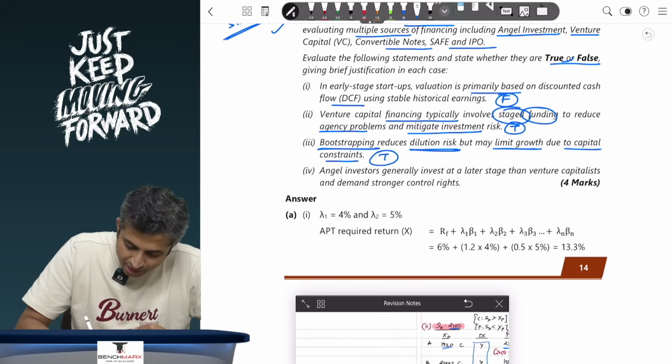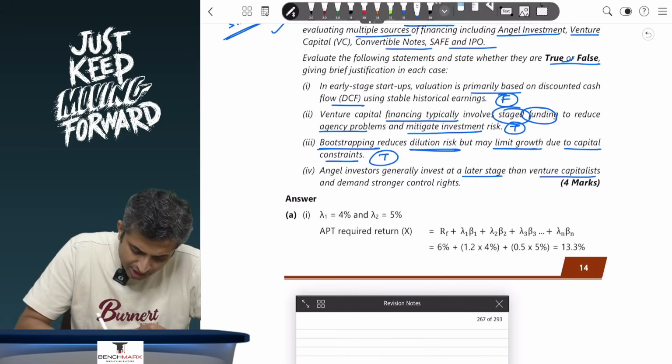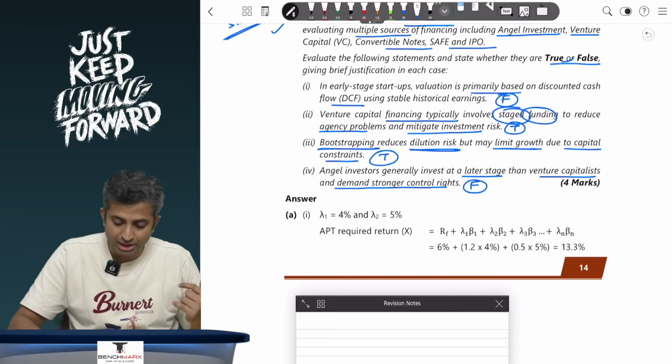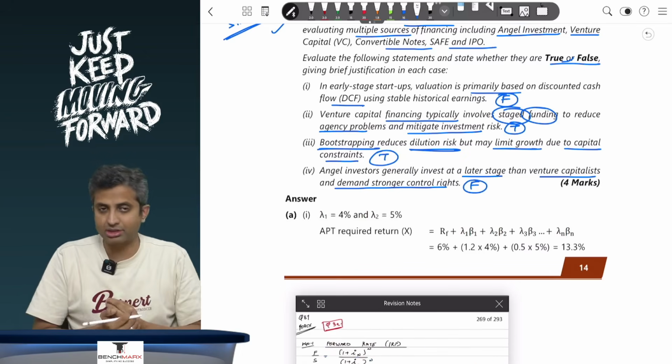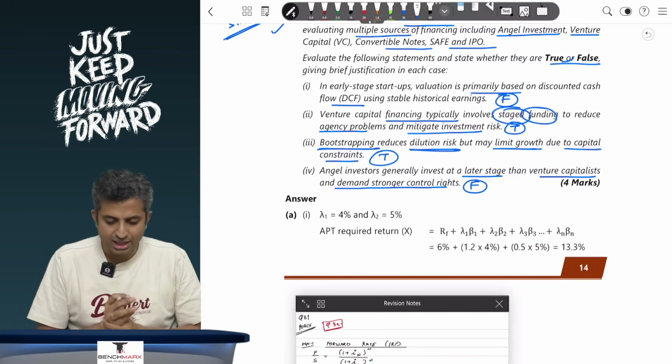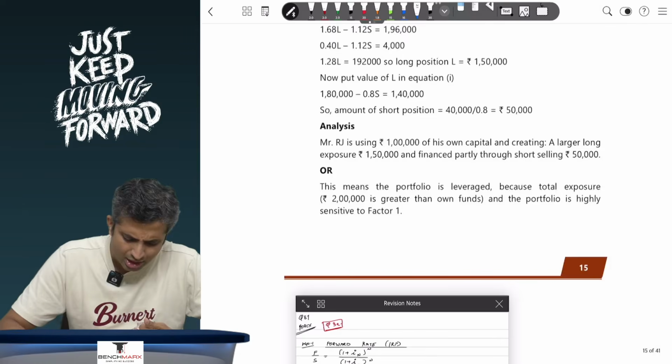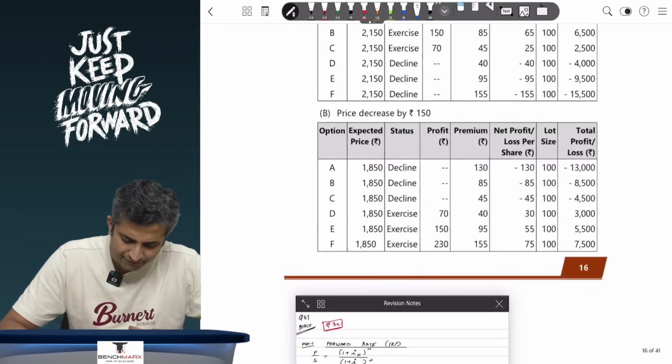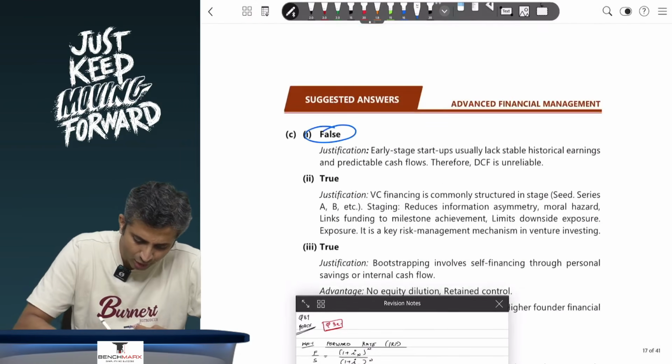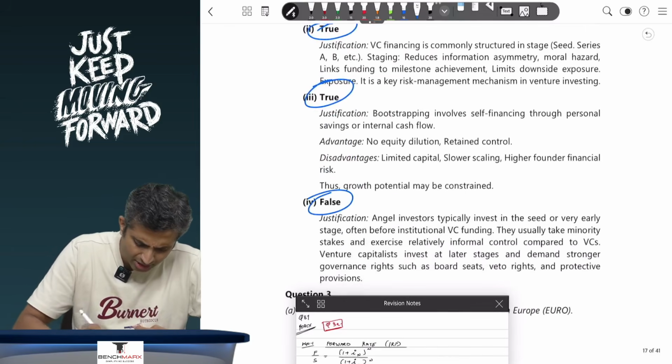Angel investors generally come at a later stage than venture capitalists and demand stronger control rights. The answer is clear false. Angel investors are in fact the earliest investors, and they don't really come late, and hence this kind of helps you. So this is FTTTF. So over here, this is false, true, true, and ultimately false.